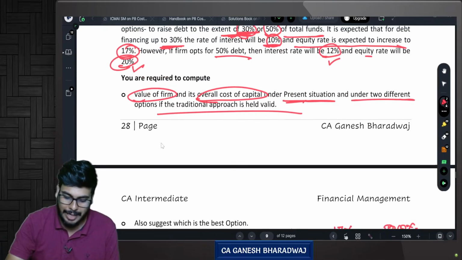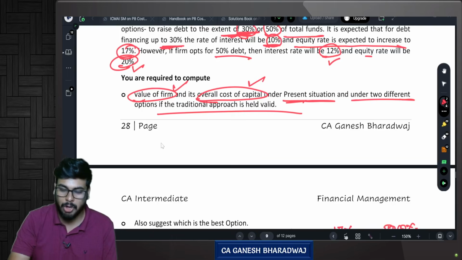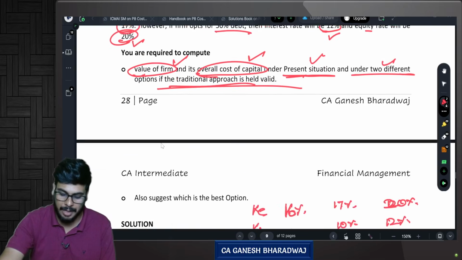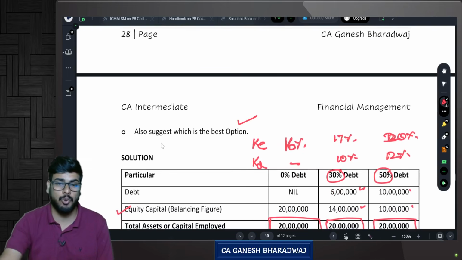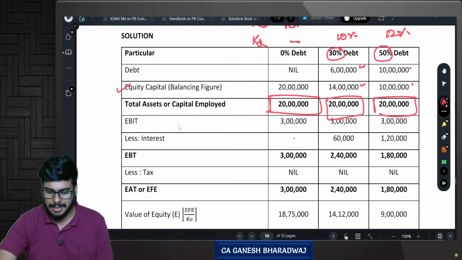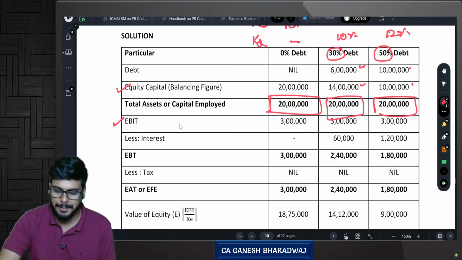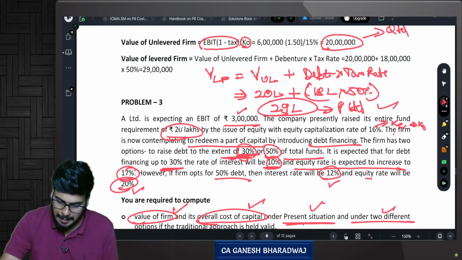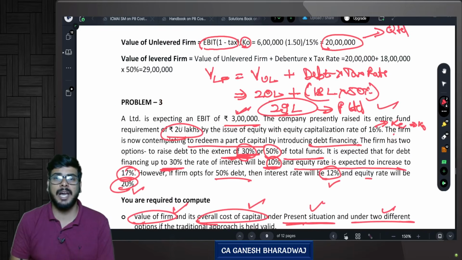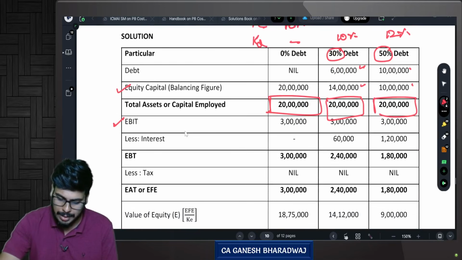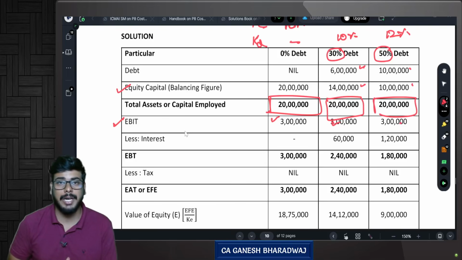So they are asking us to calculate the value of the firm and the overall cost of capital under the present and the two different alternatives if traditional approaches are held valid, and suggest the best course of action. Now let's quickly do this. It's very simple. So first EBIT. What's your EBIT? EBIT is given 3 lakhs. Will your EBIT change because of the capital structure? No. Why? It's an operating profit, as simple as that. So now this is going to be 3 lakh, 3 lakh and 3 lakh.